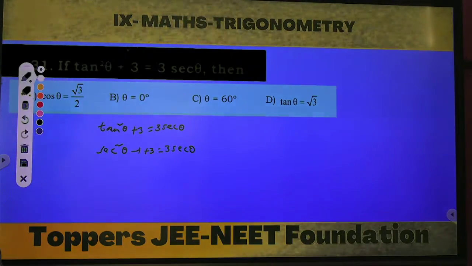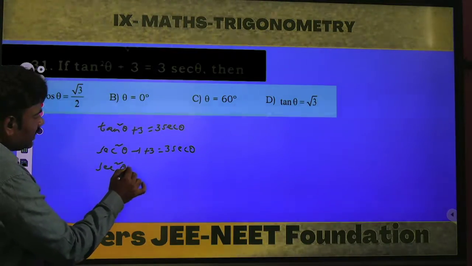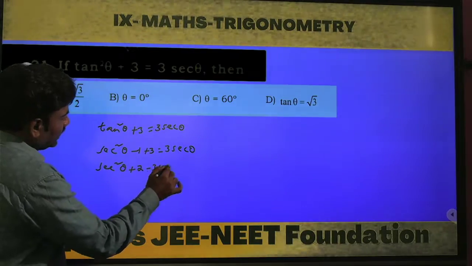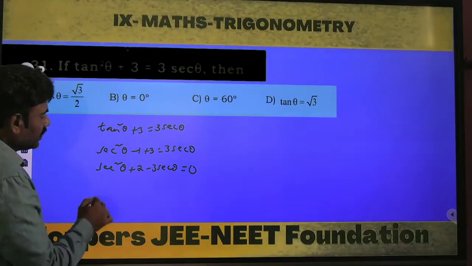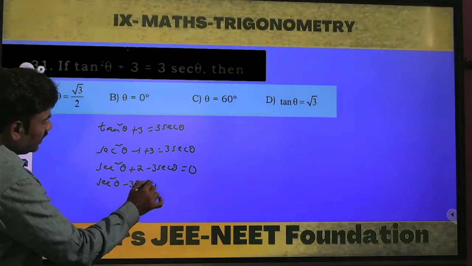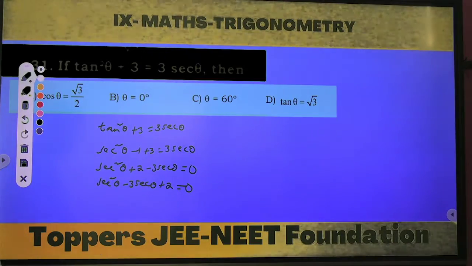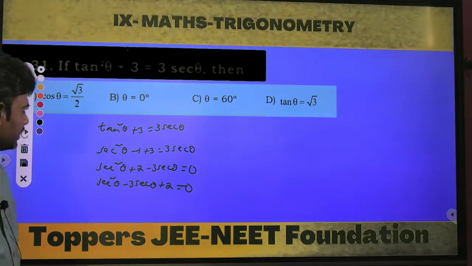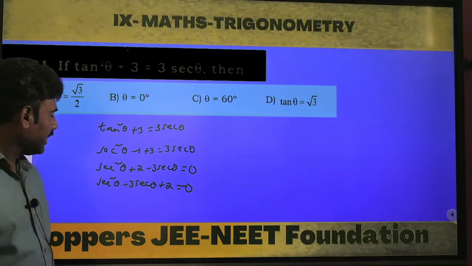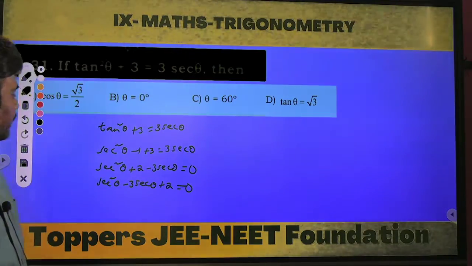Transpose the 3 secant theta into LHS side. Then we get secant square theta, 3 minus 1 means 2, minus 3 secant theta is equal to 0. Secant square theta minus 3 secant theta plus 2 is equal to 0. Okay, now let us take secant theta as some x, then it becomes x square minus 3x plus 2 is equal to 0. It is in the form of quadratic equation.